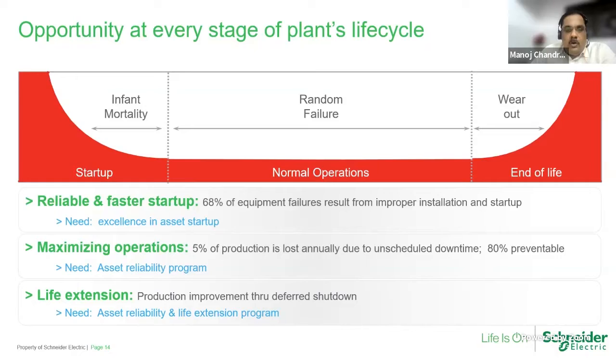Now, when you move into the operations, here the asset reliability plays a huge part. You can implement technologies like condition-based maintenance, reliability-based maintenance, etc., which will make sure that you don't get these failures. And there are statistics which say that up to 5% of production is lost annually due to unscheduled downtime. And of that, 80% is preventable. And to prevent that, we implement technologies like reliability programs, condition-based maintenance programs, etc.